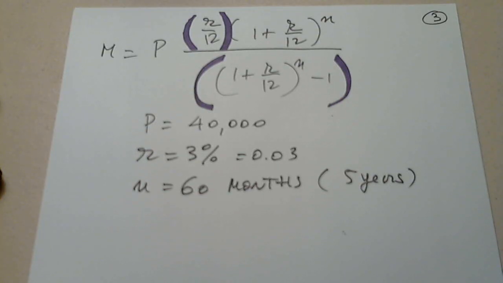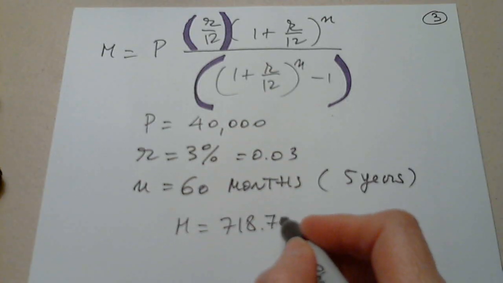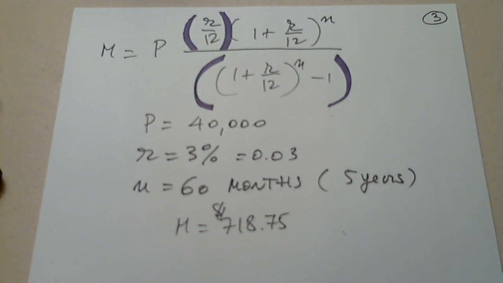This is what we end up paying as a monthly payment. So M equals $718.75. Let's multiply this by 60 payments. So 718.75, we're going to multiply this by 60 months to see how much the loan will cost us. So we borrowed 40,000. Let's see how much we are going to give back in 60 months.